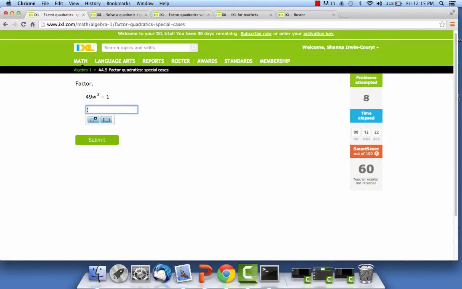Okay. Square root of 49, square root of w squared, square root of 1, and then opposite. And by the way, if this was like w to the 4th, the square root of that is w squared. So you'd have 7w squared minus 1, 7w squared plus 1. And then this one would actually be another difference of squares, but you'd have a root 7, so we're probably not going to have that until next year.